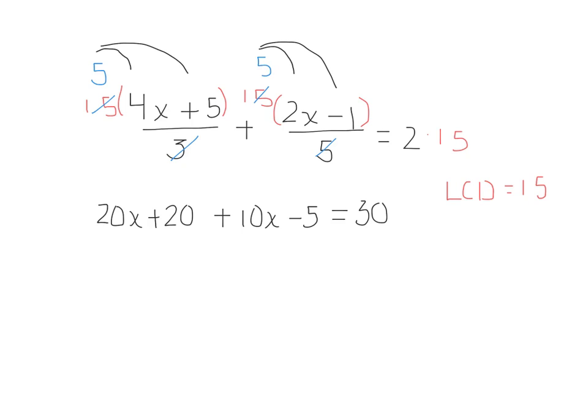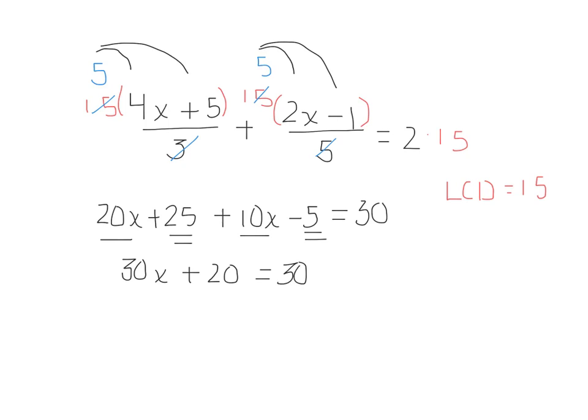And I see I made an arithmetic error here. 5 times 5 isn't 20, but rather 25. So now what we need to do is combine our like terms. We see we've got a 20x here and a 10x, and together those add up to 30x. And we have a 25 minus 5, and that adds up to 20. And that's equal to 30.